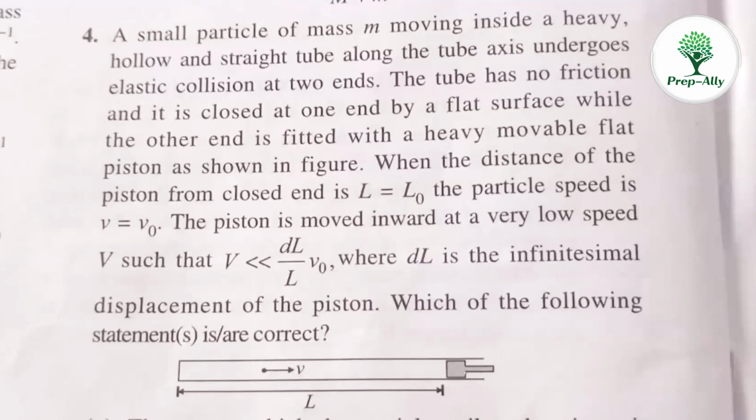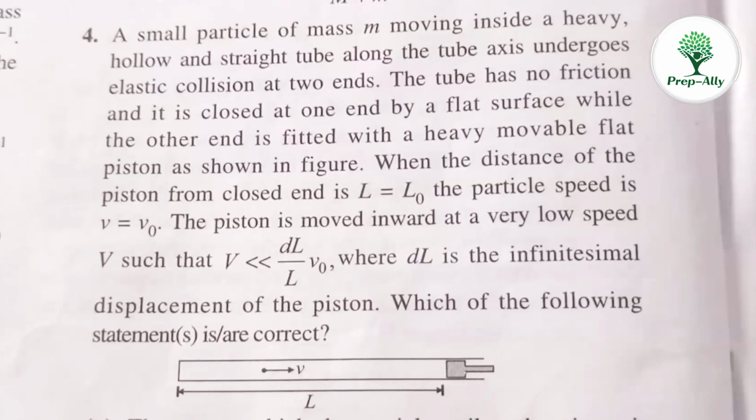The piston is moved inward at a very slow speed, v, so that v is much smaller than dl by L times V naught, where dl is the infinitesimal displacement of the piston. So why are they giving it like that, sir? What is the meaning?